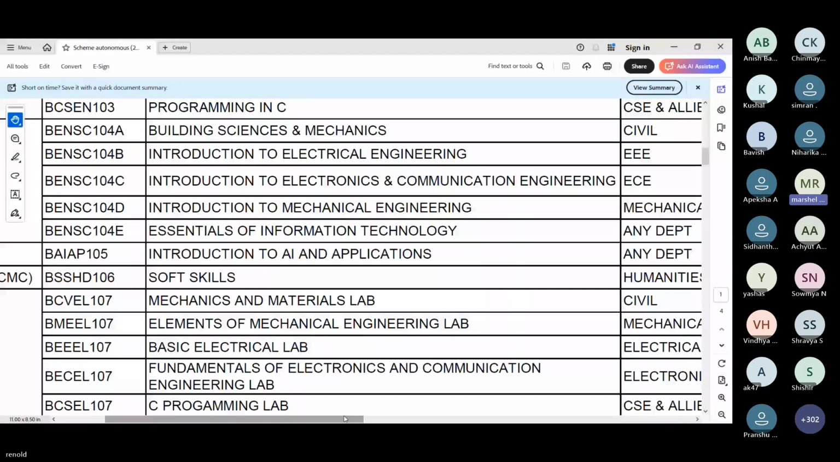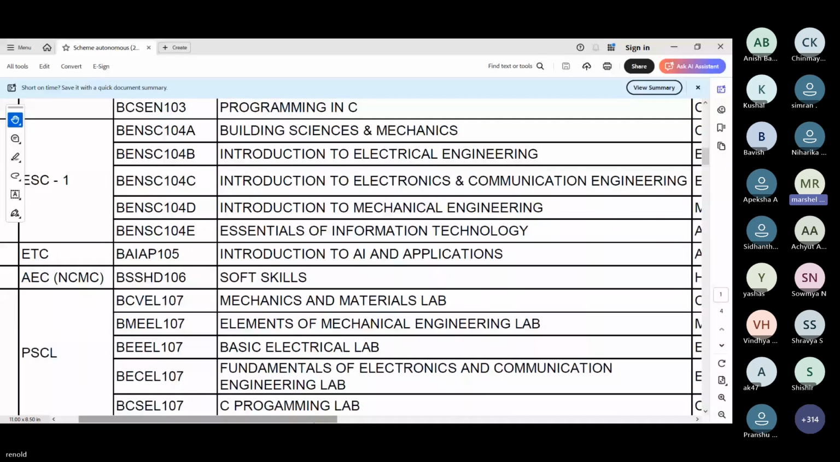The students who have not joined civil engineering are able to take up this course. For example, if you are from electrical, electronics, mechanical, or any CS and allied branches, you can choose civil. Similarly, introduction to electrical can only be chosen by non-electrical students. If you have taken EEE as your engineering, you cannot choose introduction to electrical engineering, but you can choose either one of building sciences, electronics and communication, mechanical engineering, and information technology. So I think you understood the idea.